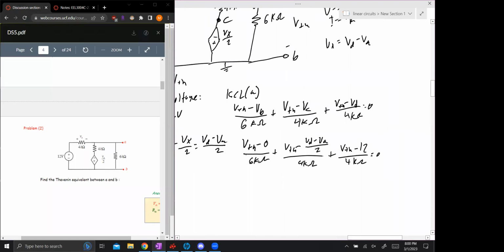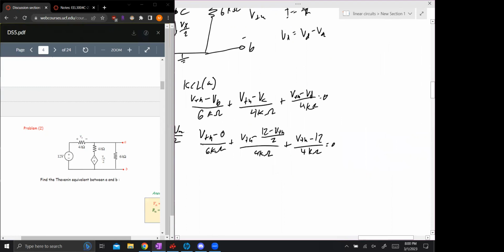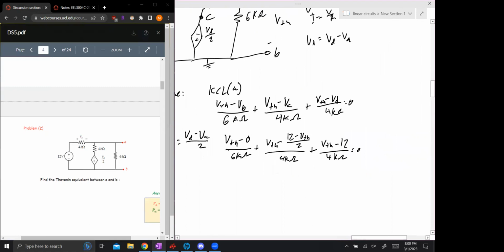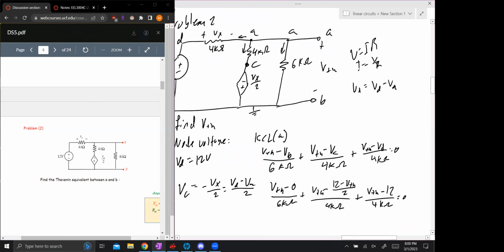So for this it should be V Thevenin minus VD, and this will be 12. Are we just flipping that so that we all get positives? Isn't that going out of node A? Yes. So we're just flipping it.